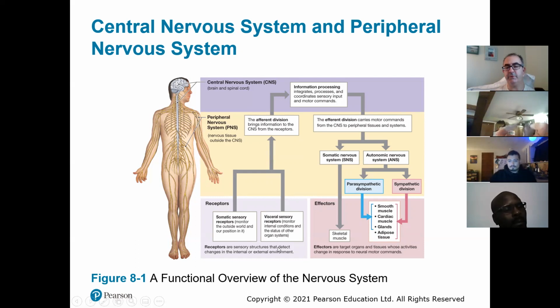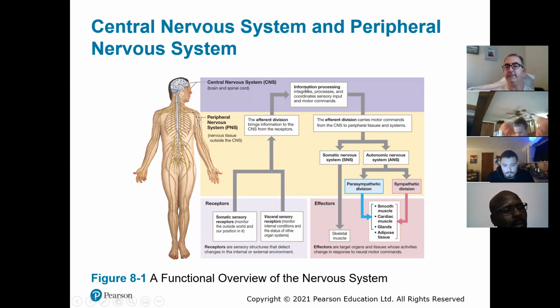Visceral sensory receptors monitor internal conditions. So they're monitoring more like your organs, right? The temperature of your organs, how well they're working, how much oxygen is in your bloodstream, that sort of thing is monitored by these visceral receptors. Again, that information still goes through afferent neurons up to your brain.